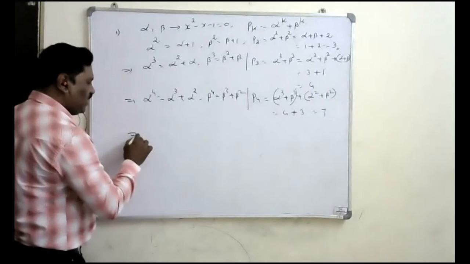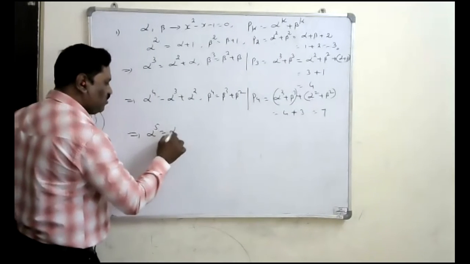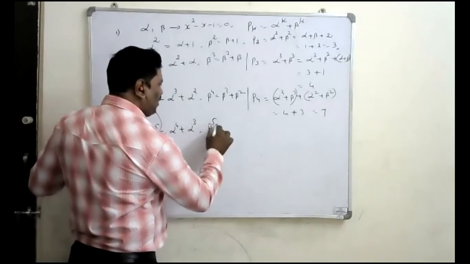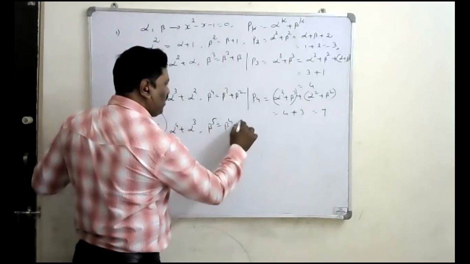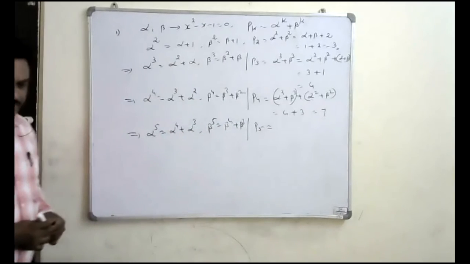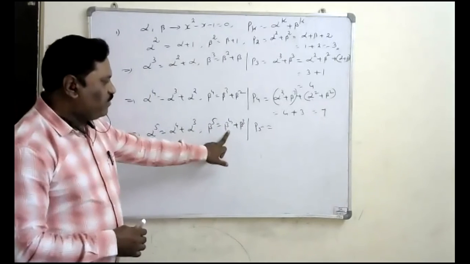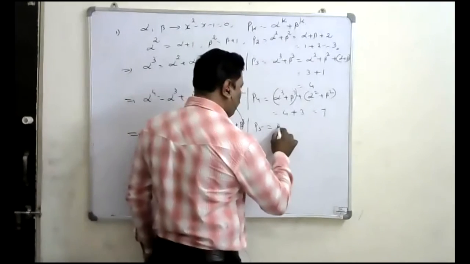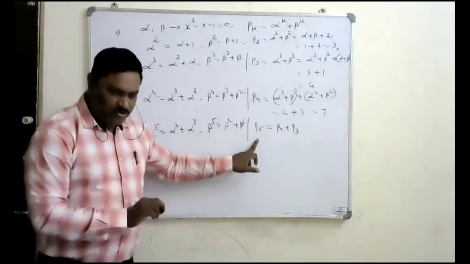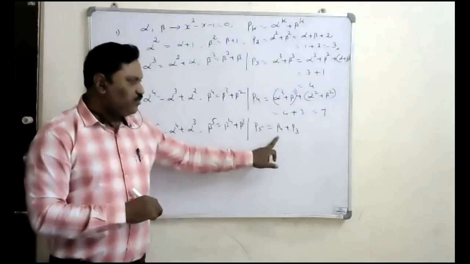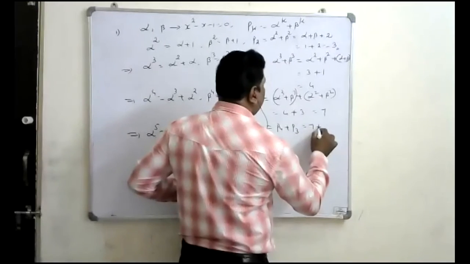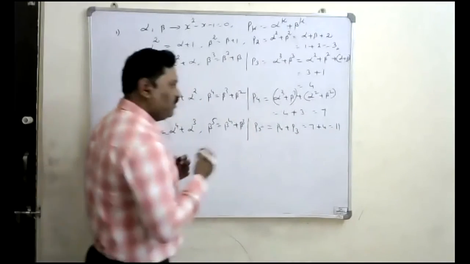Again, multiply by alpha on both the sides. Then we'll get alpha power 5 is equal to alpha power 4 plus alpha cube. And here also multiply by beta. Beta power 5 is equal to beta power 4 plus beta cube. Now if we add both, we will get P5. P5 is equal to alpha power 4 plus beta power 4, that is 7, plus alpha cube plus beta cube. That is equal to P4 plus P3. And from this you can understand that one value is equal to the sum of its previous terms. P5 is equal to P4 plus P3. P4 is 7. P3 is 4. That is 11. This is the value of P5.